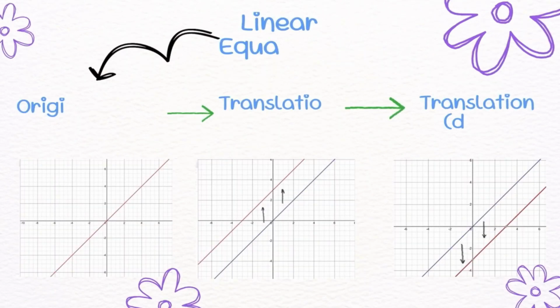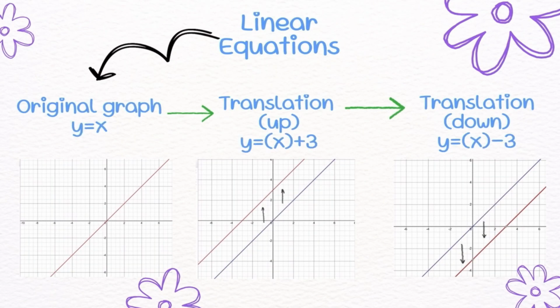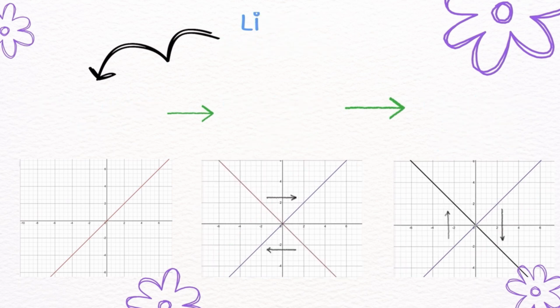The first graph is the original graph y equals x, where there's nothing interfering with the x, so it passes through the origin. The next graph is moved up by 3 units as the plus 3 is outside the bracket, causing it to move up and down instead of left and right. The next graph is similar to the previous one, where the graph has moved down by 3 units.